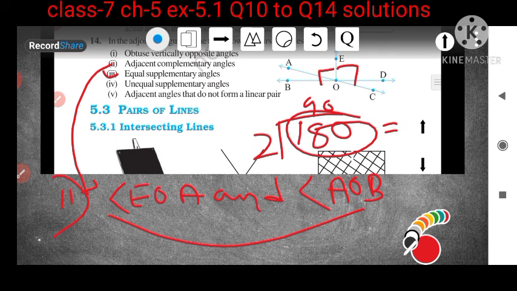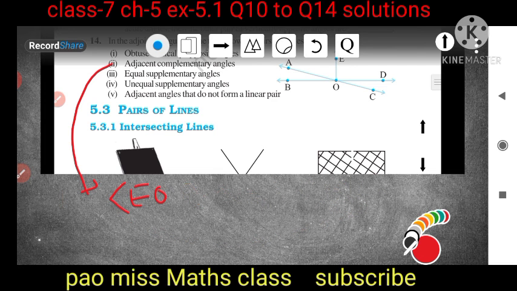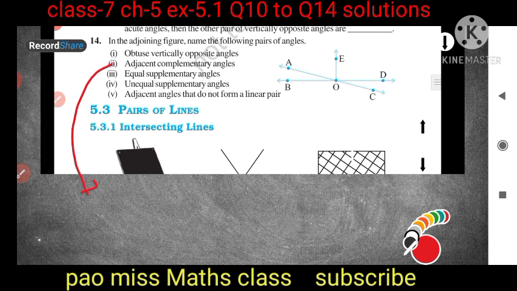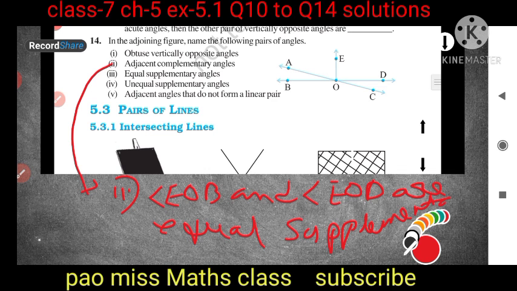Okay, let me erase this so that I will get space to write. Now for the third answer, what will you write? Angle EOB and angle EOD. These two angles are what? Equal supplementary angles. Okay, you will write these two are equal supplementary angle. Okay, hope you have understood. Now if you have completed, then come to the next question.